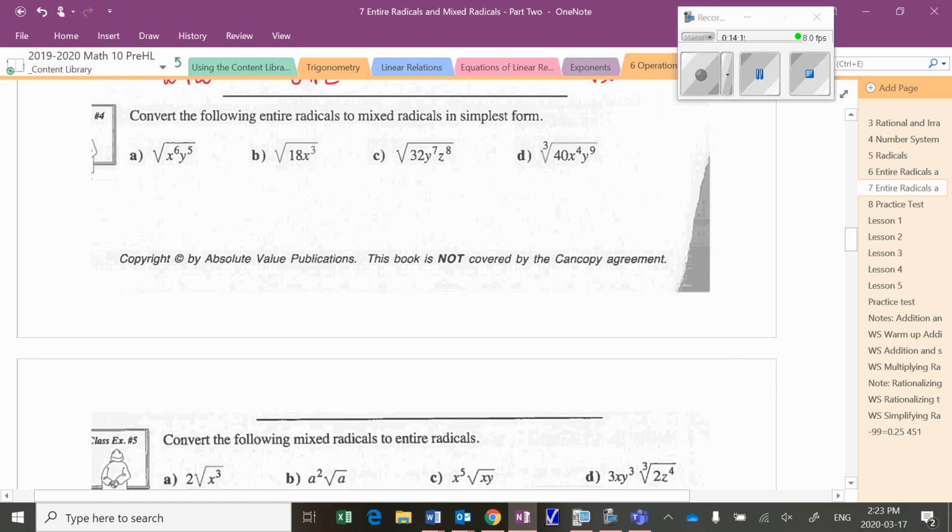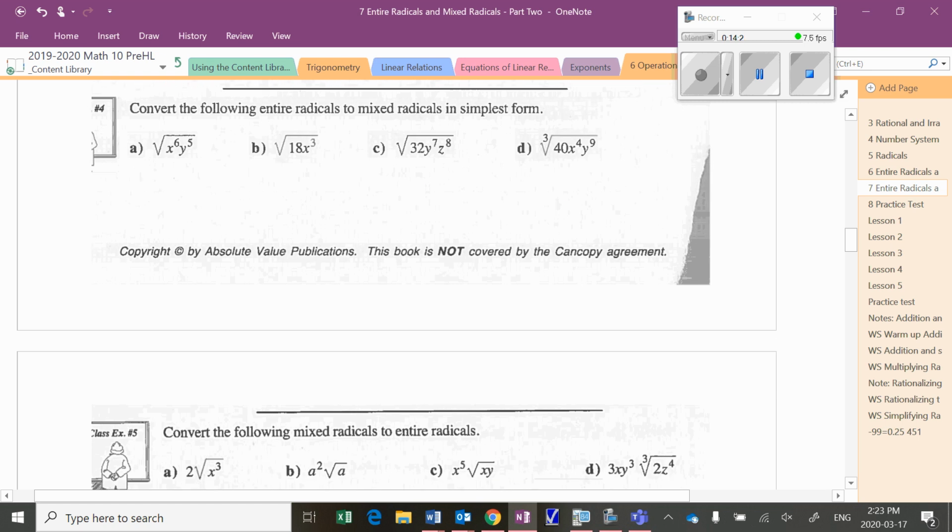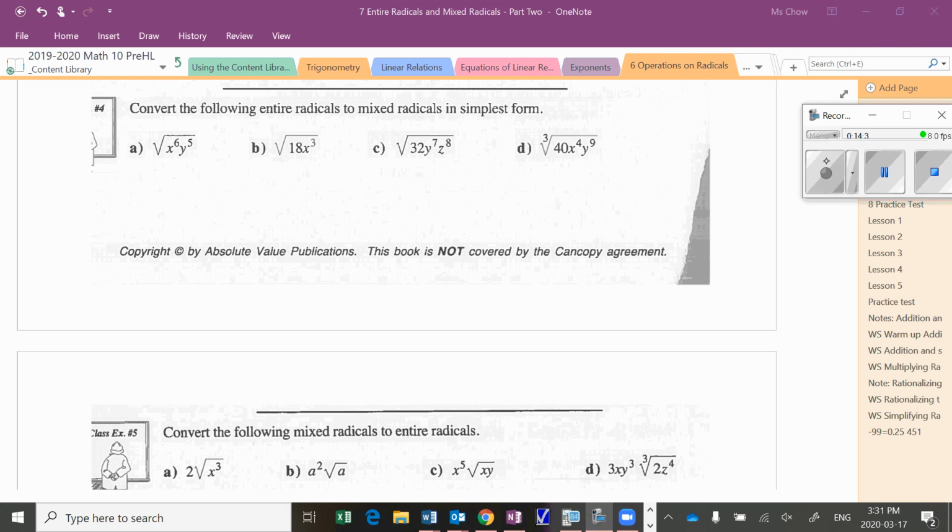Okay, class example number 4, same thing, it's just one piece at a time. So we'll just try these ones.